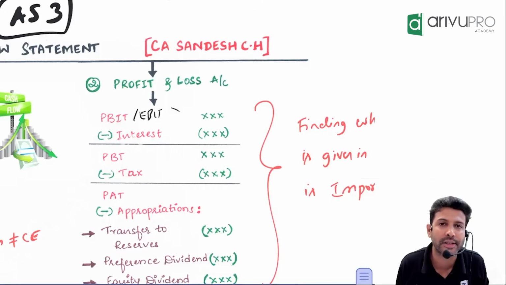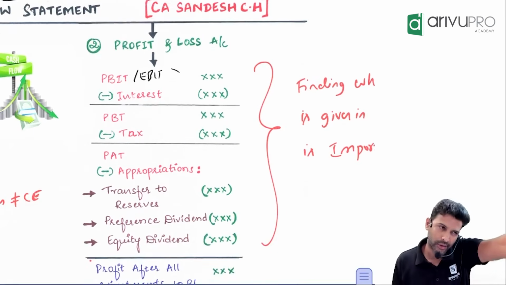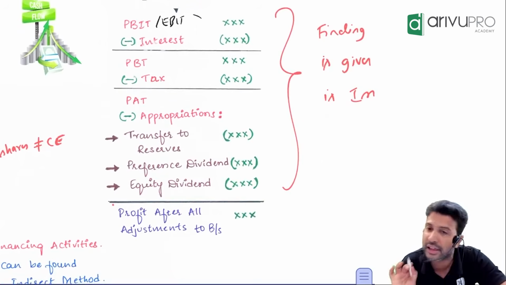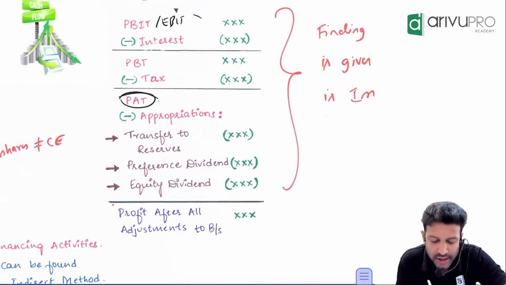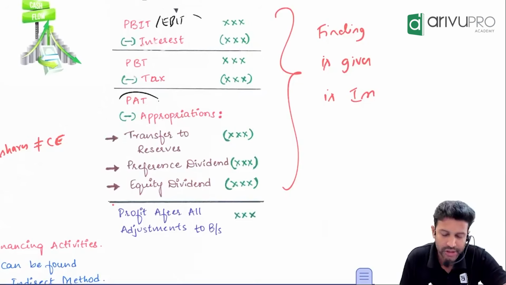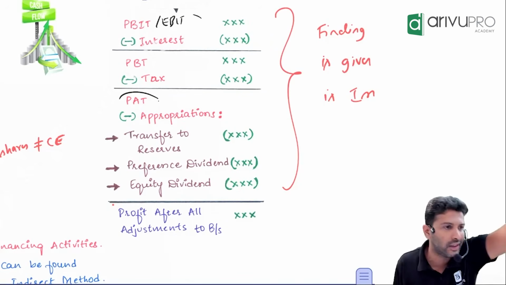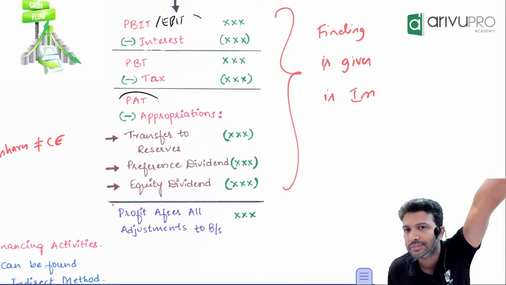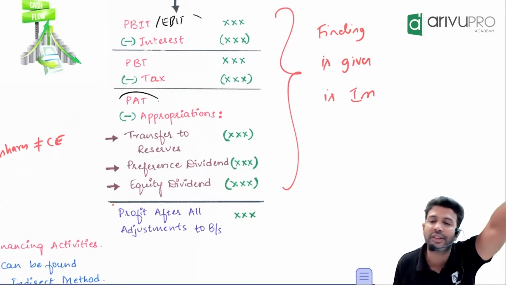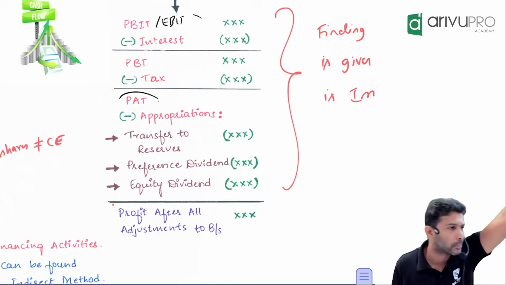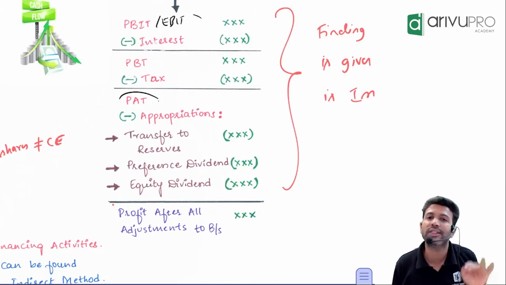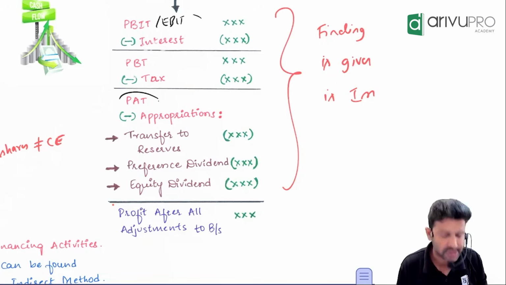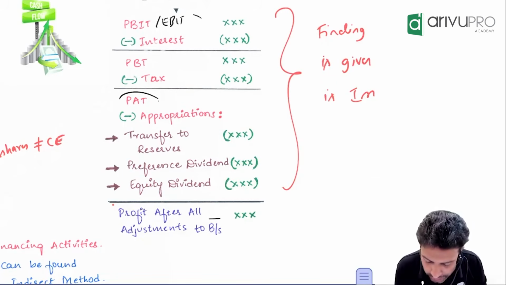What are those appropriations? Transfer to general reserve, transfer to CRR, equity dividend, preference dividend, etc. If you adjust all your appropriations, the final profit that remains comes in your balance sheet under reserves and surplus. For easy remembrance, I told it means profit after all adjustments. Where will it come? Balance sheet.